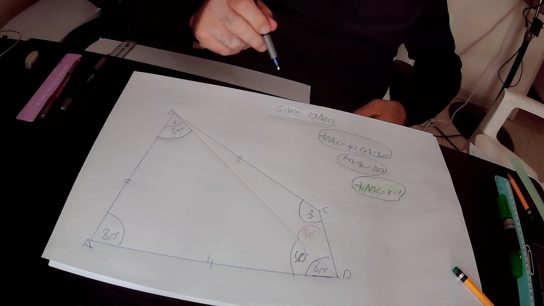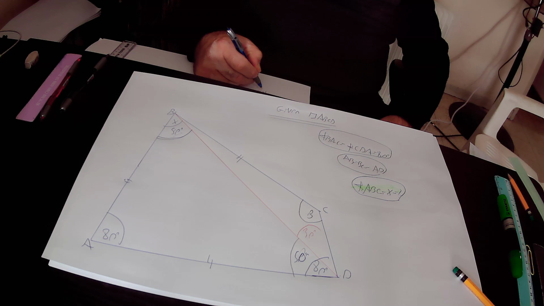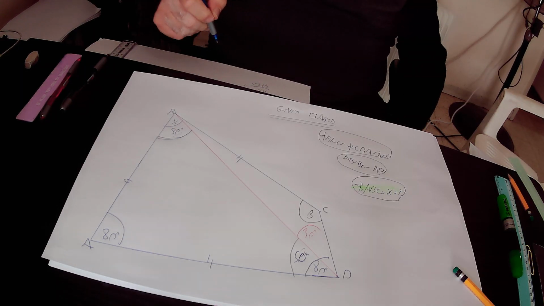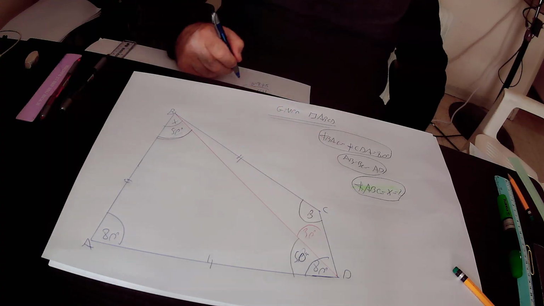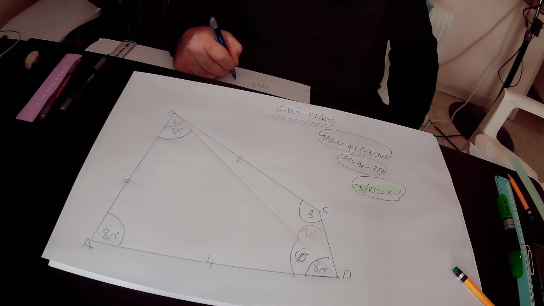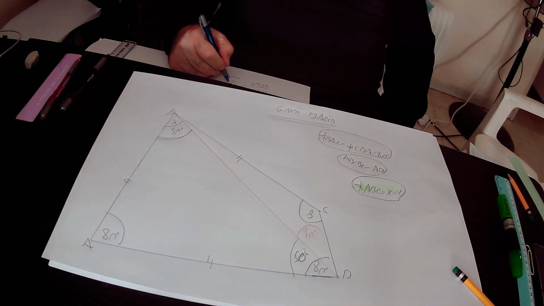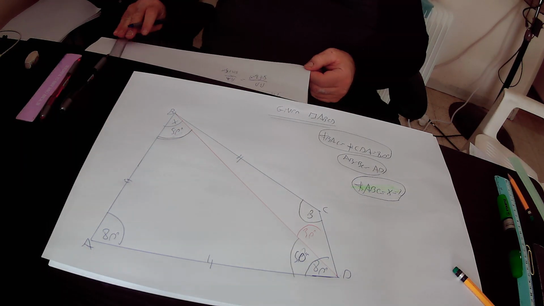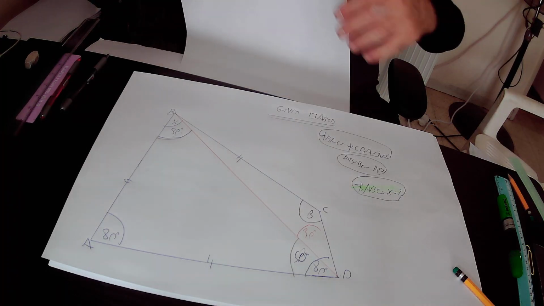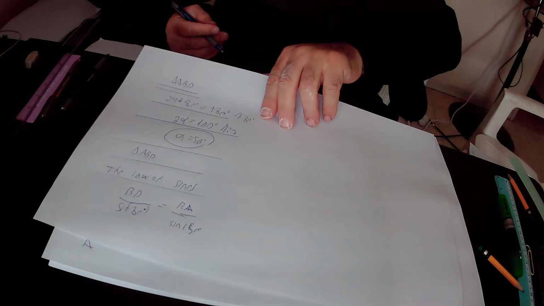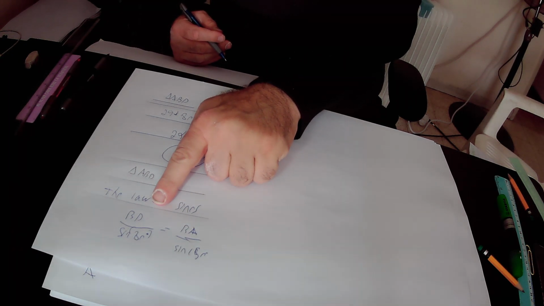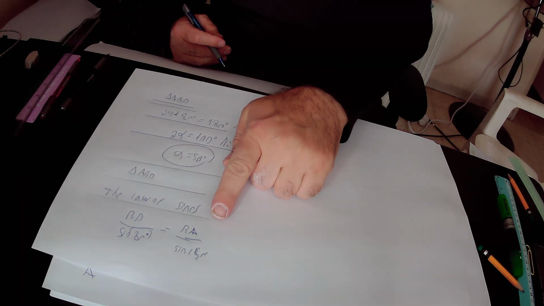BD over sin 80 degrees equals BA over sin 50 degrees. And again, in this triangle ABD, according to the law of sines, the following equation is true: BD over sin 80 degrees equals BA over sin 50 degrees.